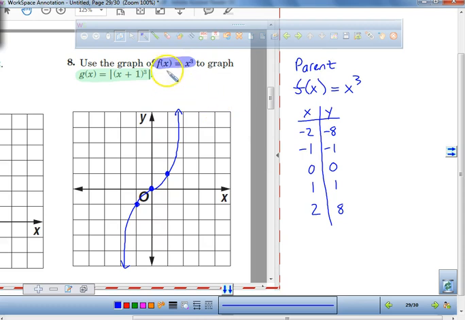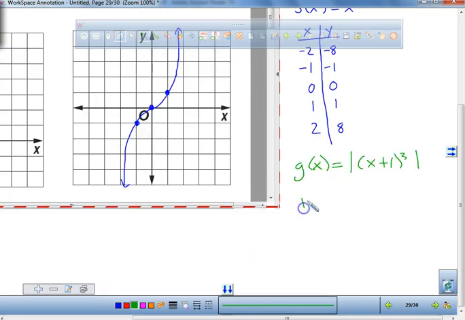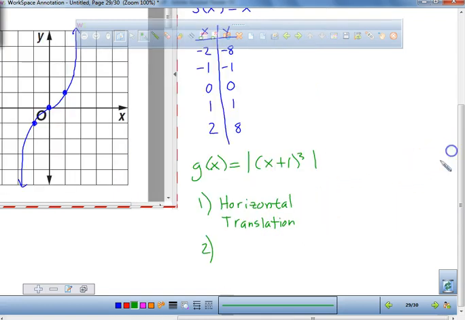Now, what we're going to do is use this graph to graph this one. There's actually 2 things that are happening in g of x equals the absolute value of x plus 1 cubed. So we're going to talk about those 2 things. One of them is what's called a horizontal translation. So I'm going to write down right now, I have a horizontal translation. We've taken copious notes over all of these different types of transformations. So everybody should know what a horizontal translation is.